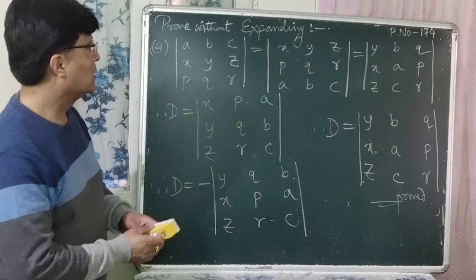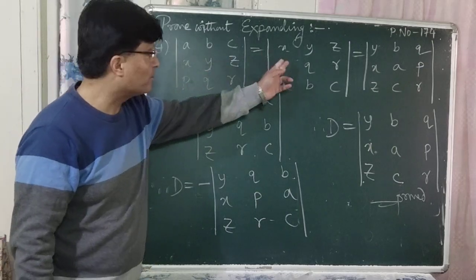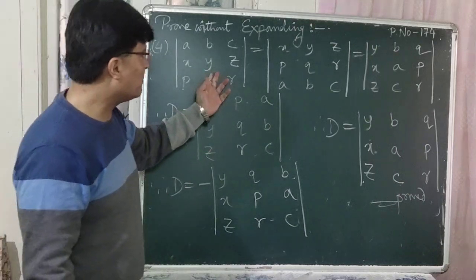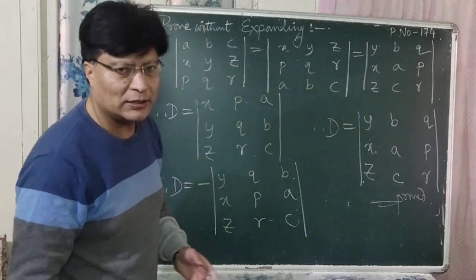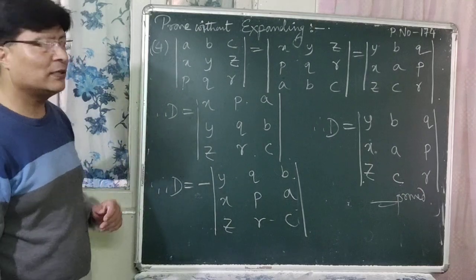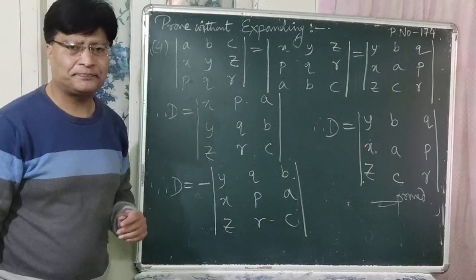That is proved. That is, the first determinant is equal to the second determinant is equal to the third determinant, or first part is equal to second part is equal to third part. So I think you have understood it. You can copy it. Okay.